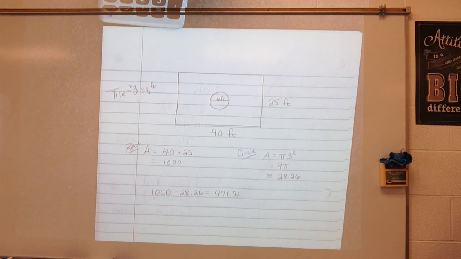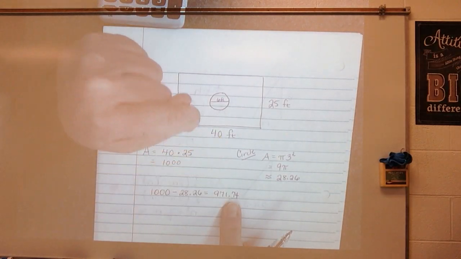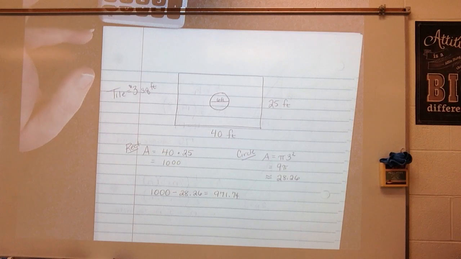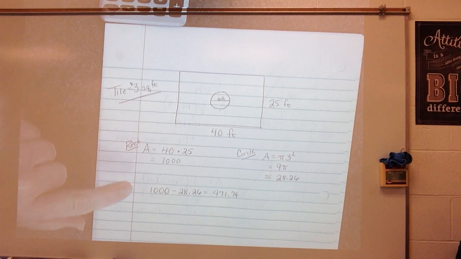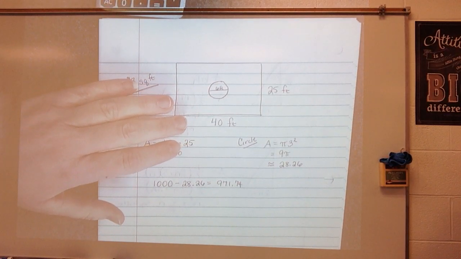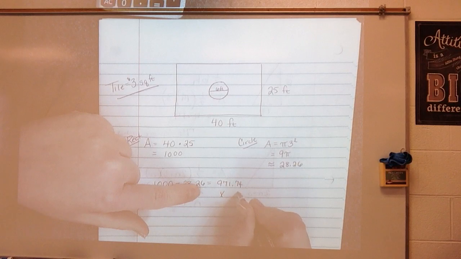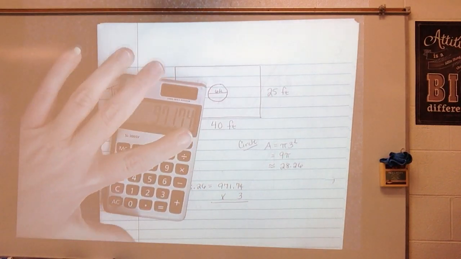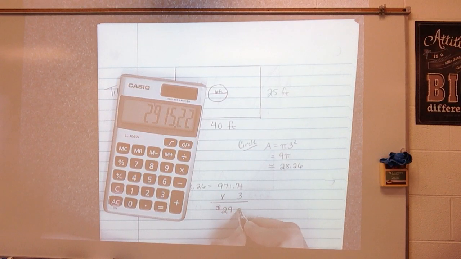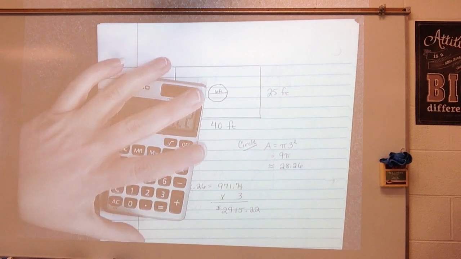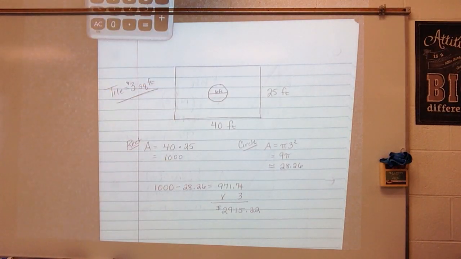Now, they want us to figure out the total cost, and it is $3 per square foot. So I have to multiply this times $3. When I do that, I get $2,915.22. Here it tells us to round to the nearest dollar, so it's approximately $2,915.